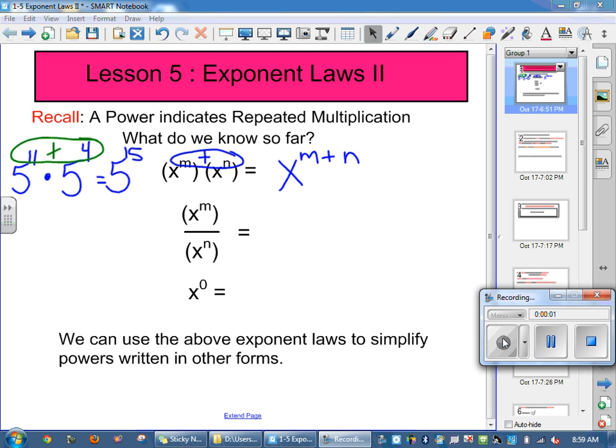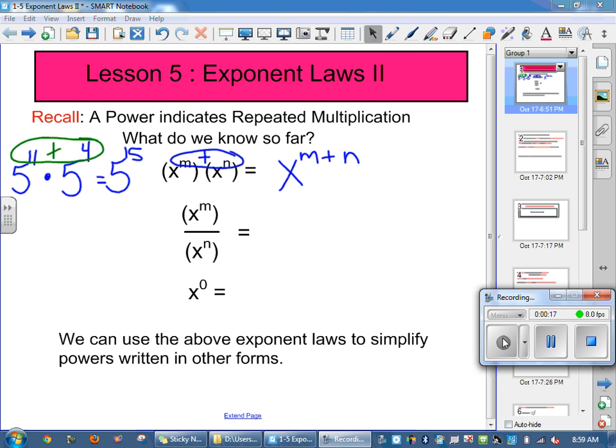Exponent laws 2. We took a look at our very first power. Same base, add exponents. Same base of 5, we add the exponents to get 15. Which power law is this one talking about? Which power law is that one talking about?